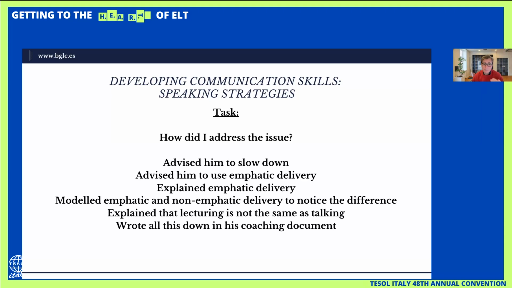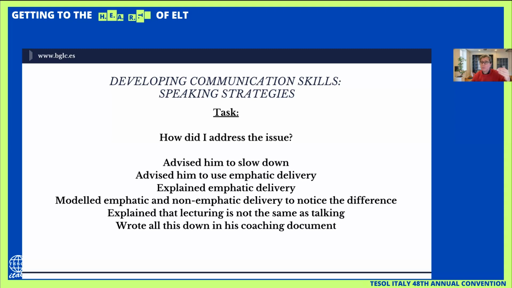And I wrote all this down in his coaching document, which I give to him at the end of the session, obviously. But this is not the end. That's not where I leave it with my learner, with Ignazi. I did then have him go away and video himself with different speeds, different levels of emphasis. Basically, get himself happy with his own delivery by videoing himself and evaluating himself, assessing how he delivers his message.